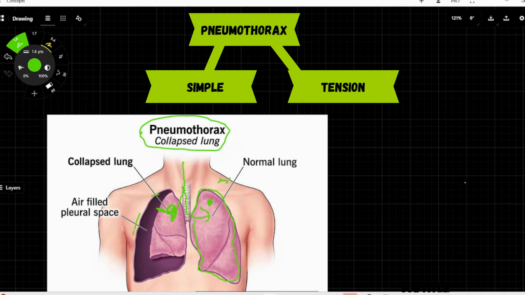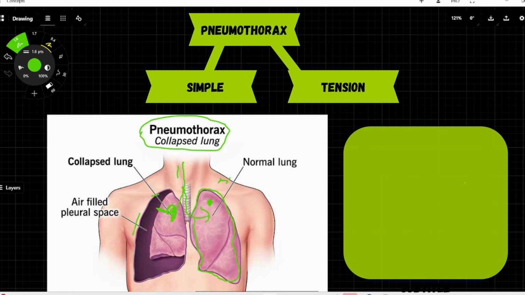Now, the patient needs medical attention, they may need surgery, but this isn't an immediate life threat. It's not going to cause any significant changes in the blood pressure. The patient might report a little bit of chest pain, a little bit of difficulty breathing, but you're going to have a stable patient.